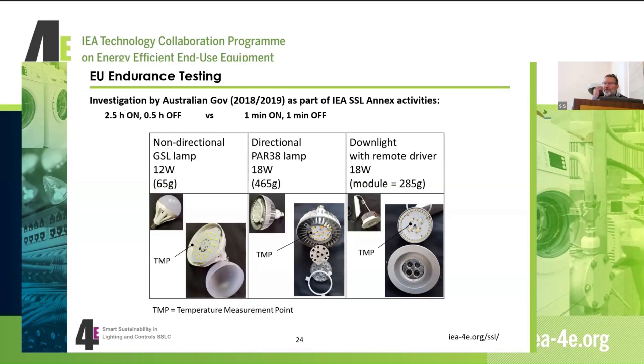So how does this all come about, or how does this work? Well, as part of the Australian contribution towards the SSL Annex back in 2018-19, we actually did this investigation to start with. So looking at the testing, the time on and off, and using close to what was the IEC. The IEC, as I showed you before, for switching was 30 seconds on and off. Here I did 1 minute on and off, just because of the equipment we had at the time. Looked at 3 different products, 2 lamps, one that was very lightweight, 65 grams, one that was quite heavyweight with a fair bit of thermal mass in it, and then also a downlight that had a remote driver.